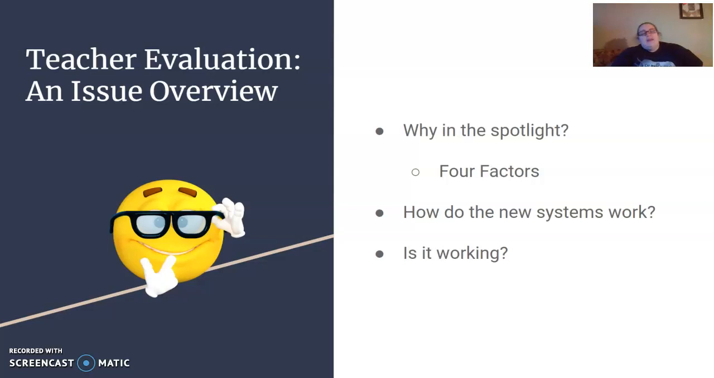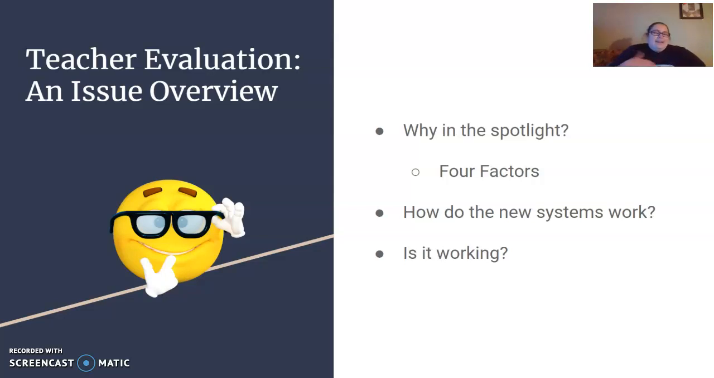So then they went into how the new systems work. The new systems are more complex. It's not just a checklist anymore. There are several components that go into the evaluation systems now. It weighs heavily on periodic examinations, and one thing that has really been forced into it is the VAM models. The VAM models have been challenged a lot by teachers' unions. They were in a lot of those court cases.